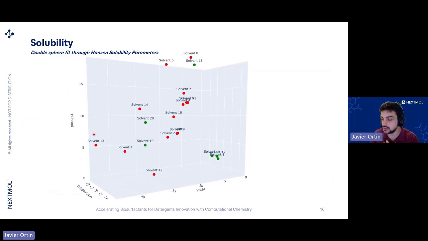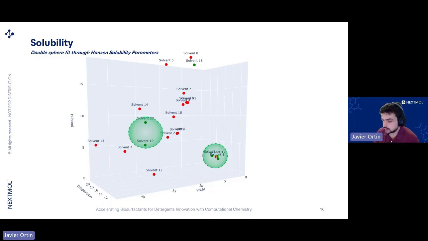Once this has been performed, we can try to fit a double sphere, or 2 spheres, in this space, in which we try that these spheres capture all the good solvents. If we are able to do this successfully, then what we have achieved is the obtention of the Hansen solubility parameters of the surfactants, which are located right at the center of the 2 spheres. Typically, the Hansen solubility theory only manages 1 sphere, but in this case, since we are using a surfactant which has both a hydrophilic and a hydrophobic part, it's appropriate to use 2 spheres.